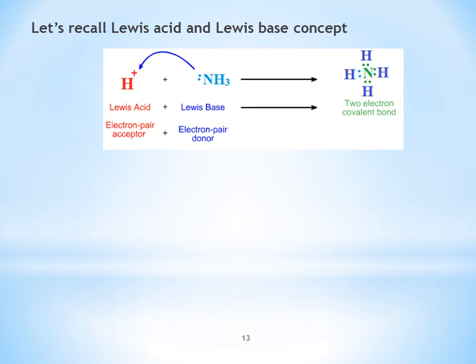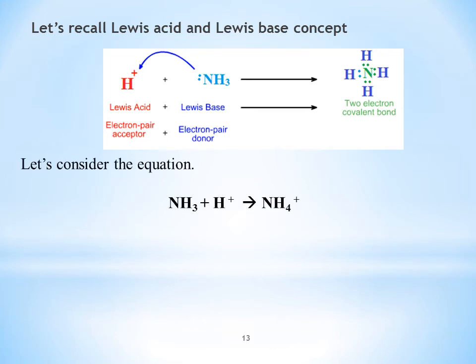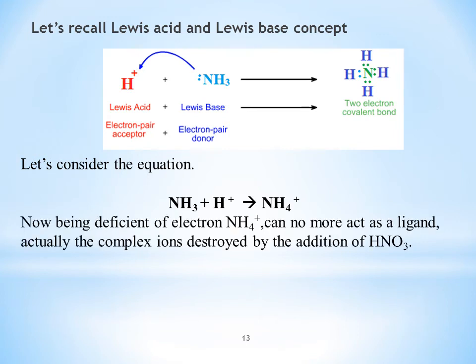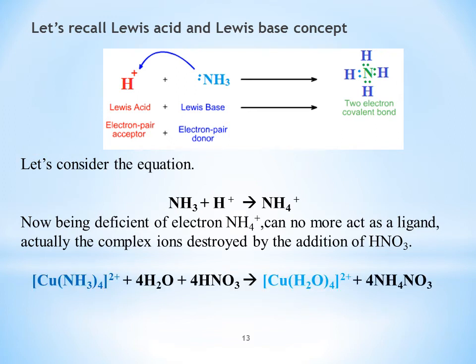So let's consider the equation: ammonia reacting with a proton and forming an ammonium ion. Now, as you can see, the ammonium ion has no pair of electrons to share, so it can no longer act as a ligand. Actually, the complex ion is destroyed by the addition of nitric acid.